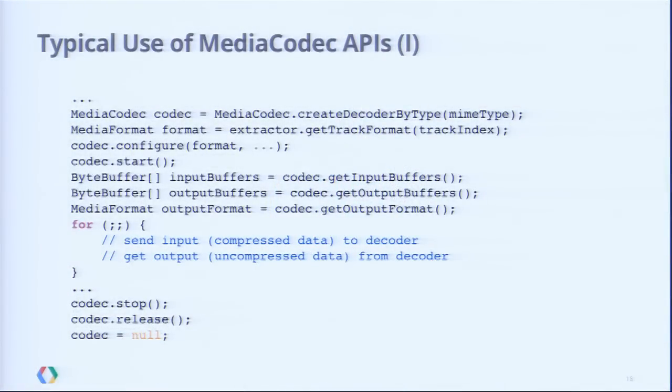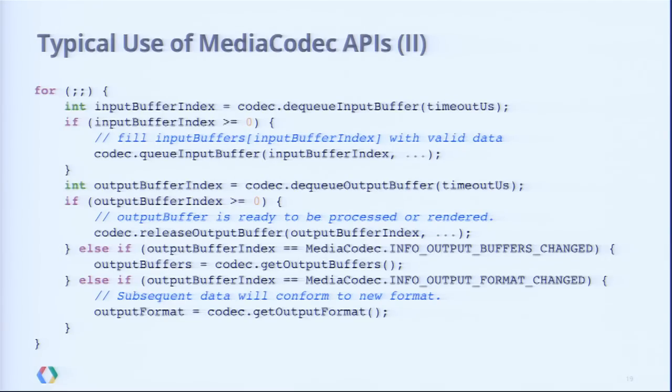Let me go to the next slide to show you how to actually send input data to the decoder for decoding, and how to get output data from the decoder. So this slide shows you the details. The first part shows you how to send encoded data to the decoder instance.